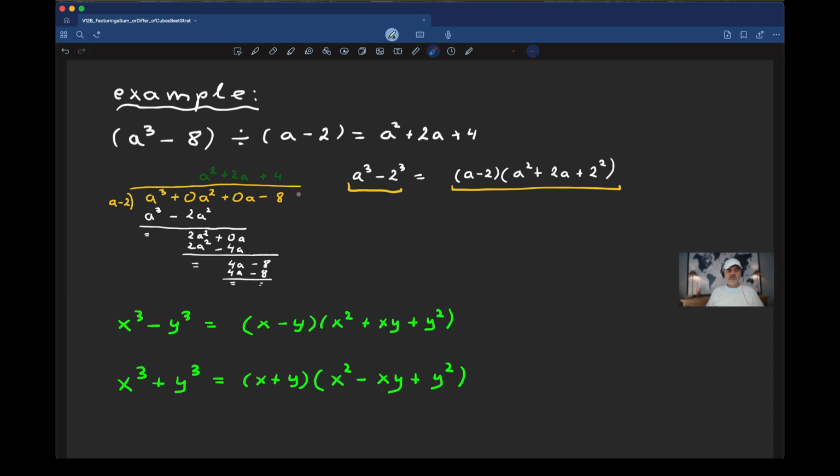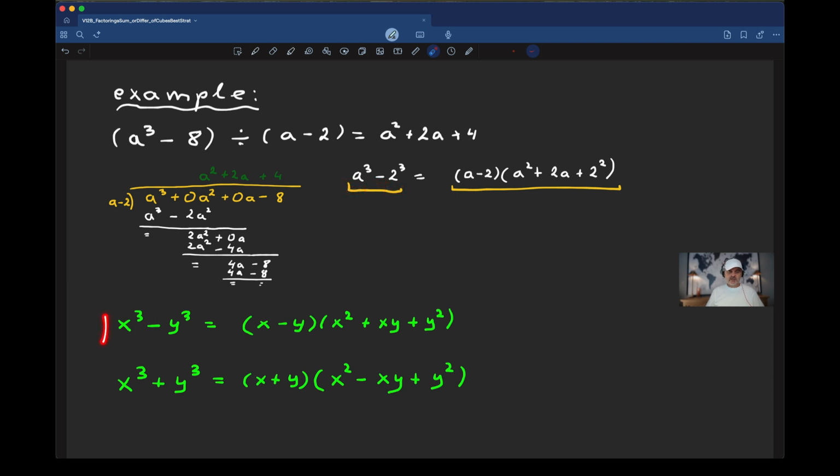So once we have this division complete, we can express that as a product. So the dividend is the divisor times the quotient. And this is the difference of cubes. Why is this difference of cubes? Because I have one term cubed minus another term cubed.